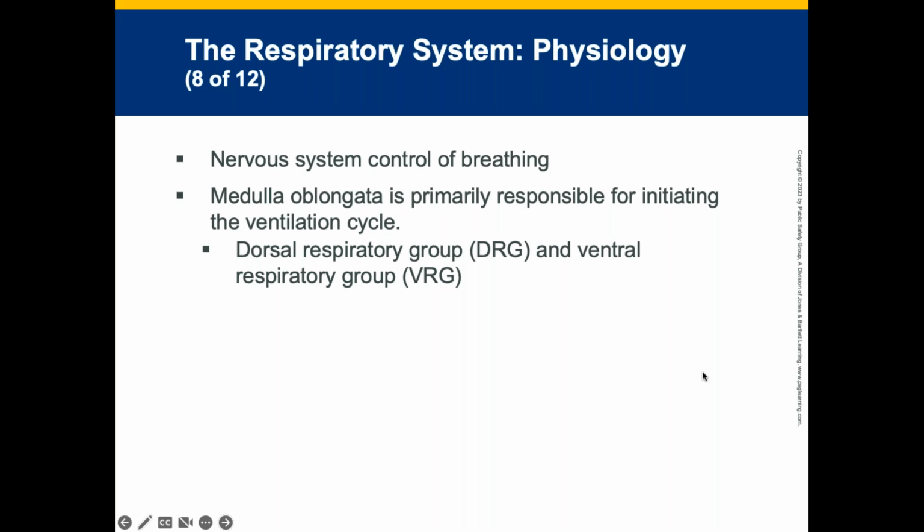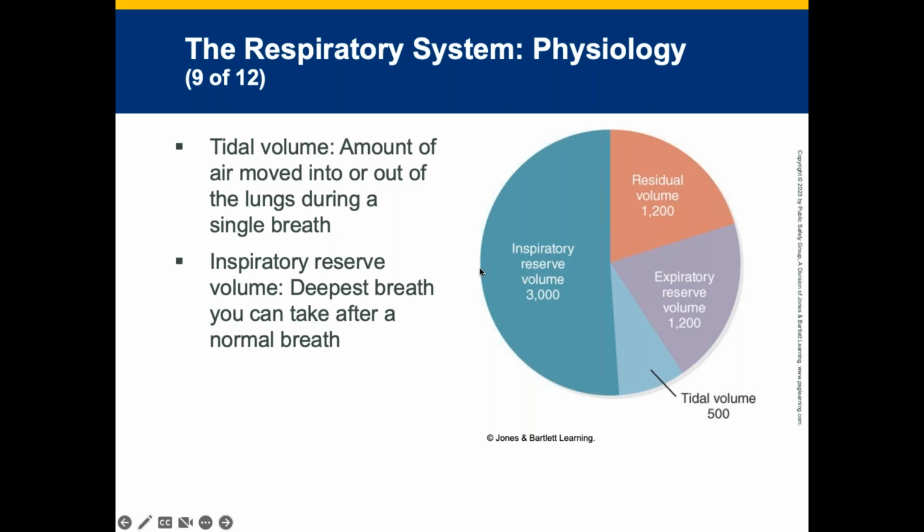So the Hering-Breuer reflex stops the VRG, the pneumotaxic center, and the apneustic centers from accidentally causing lung trauma, right? So if you look in your books when you get them, table 7.6 will summarize the nervous system functions regarding respiration itself. As far as lung volumes go, tidal volume is the amount of air that is moved into or out of the lungs during a single breath.